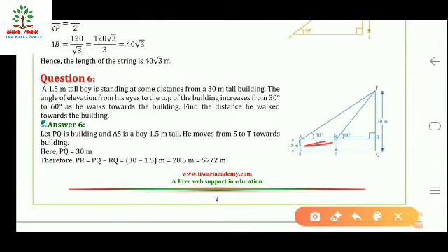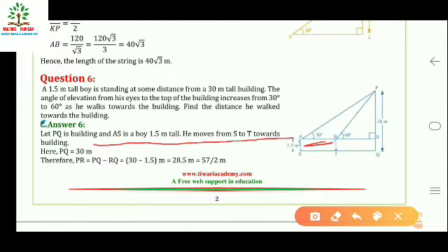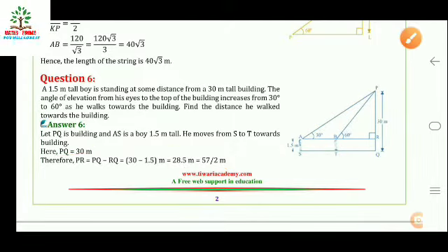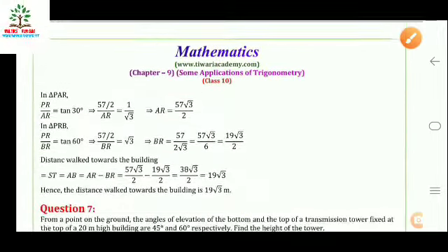So let PQ be the building, AS the boy, 1.5 meter tall. He moves from S to T towards the building. So PQ is equal to 30 meter. This we know. Therefore now the length of PR means PQ minus QR, or RQ. We have 30 minus 1.5 meter, that is 28.5 meter, or we can also write 57 upon 2. It does not make any difference. Now moving towards the next step.